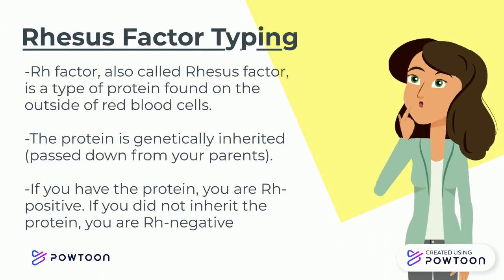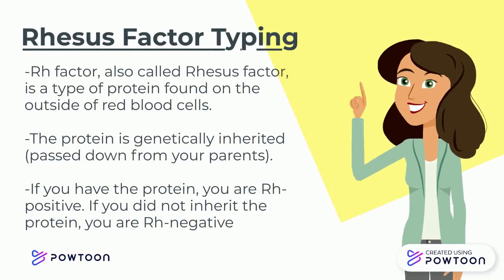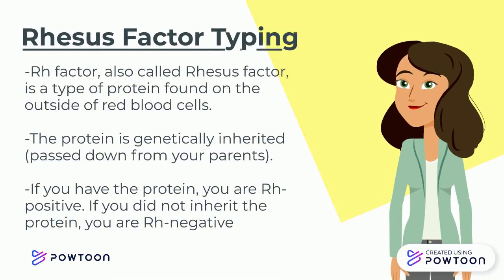So, the rhesus factor typing. The rhesus factor is a type of protein found on the outside of red blood cells, genetically inherited just like the ABO blood group. But the easiest part is that you either have or you don't have rhesus factor. If you have rhesus factor, you're considered rhesus positive. If you don't, then you're considered rhesus negative.